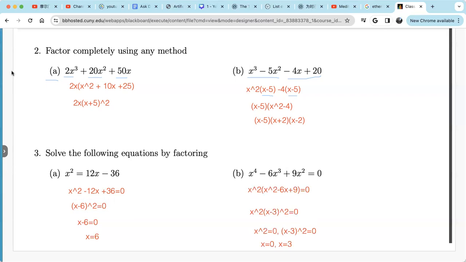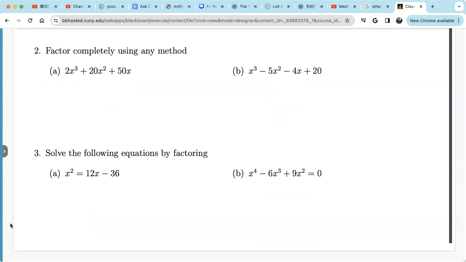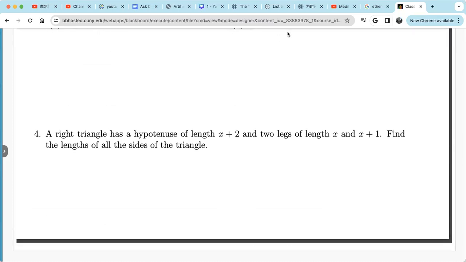Okay. Let's see 4, the last one. The last one says a right triangle has a hypotenuse of this and 2 legs, one is x plus 1. So let's draw the right triangle.